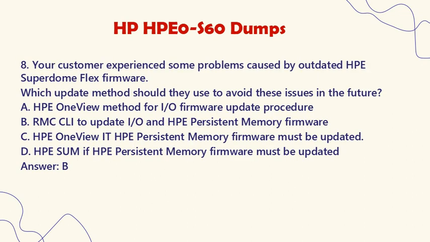8. Your customer experienced some problems caused by outdated HPE Superdome Flex firmware. Which update method should they use to avoid these issues in the future? A. HPE OneView method for I/O firmware update procedure. B. RMCCLI to update I/O and HPE persistent memory firmware. C. HPE OneView if HPE persistent memory firmware must be updated. D. HPE SUM if HPE persistent memory firmware must be updated. Answer: B.